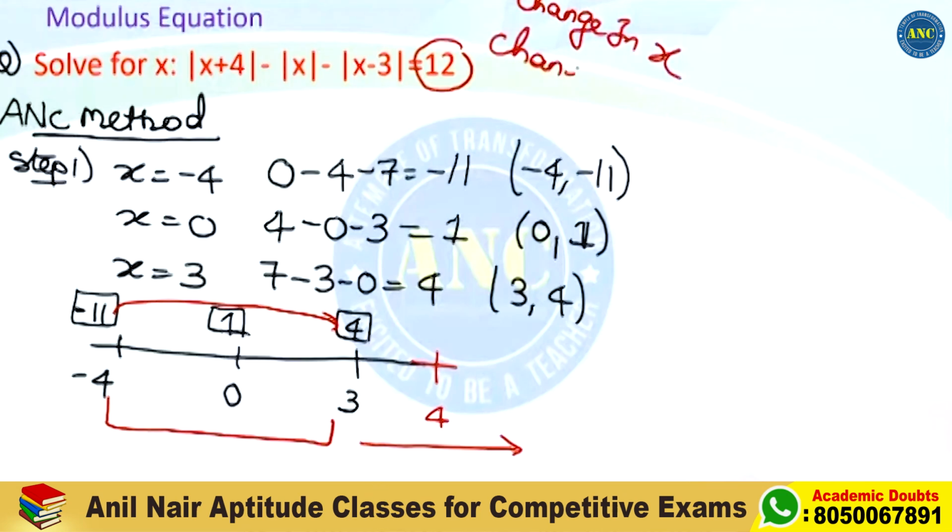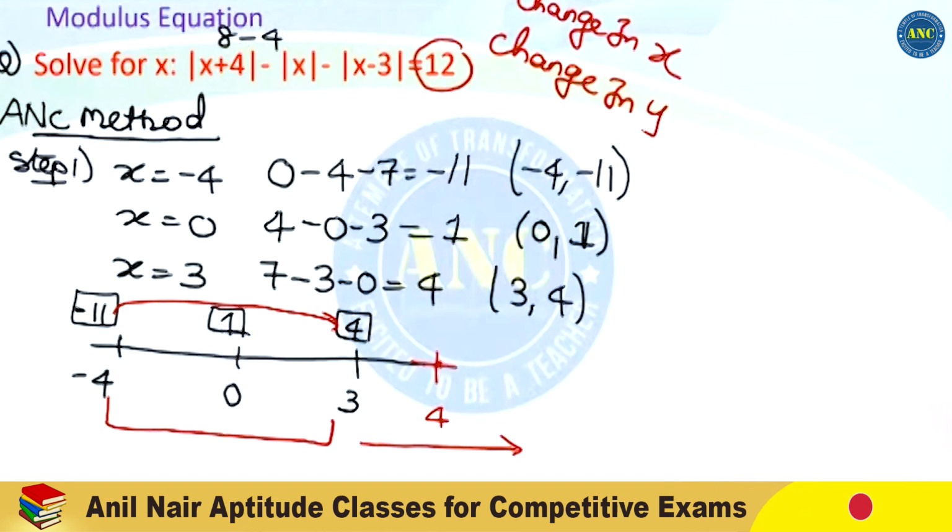Very, very good question, sir. Change in x, change in y. If I take 4, let me substitute in the question what will be the answer. 4 plus 4, it is 8. Minus 4. 4 minus 3, it is 1. 8 minus 5, it is nothing but 3. 4 comma 3. The value of y is decreasing.